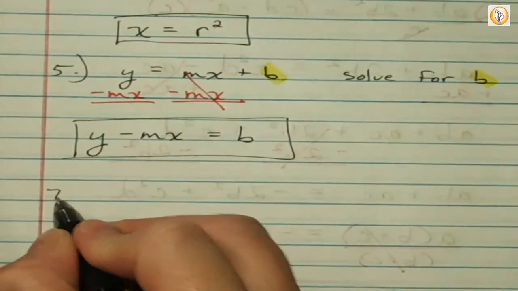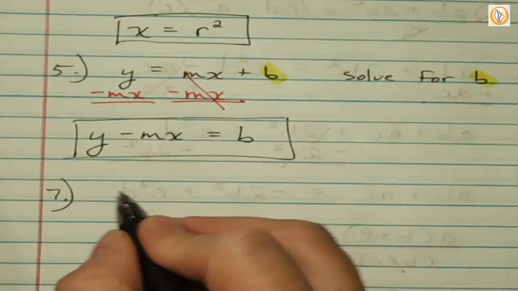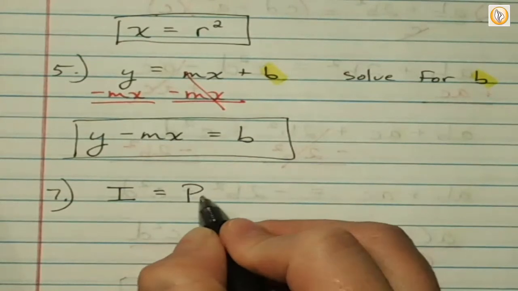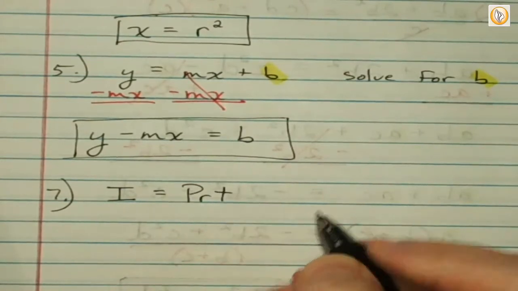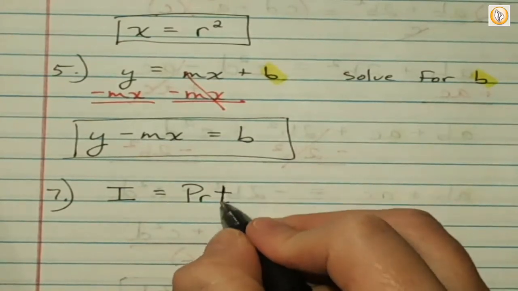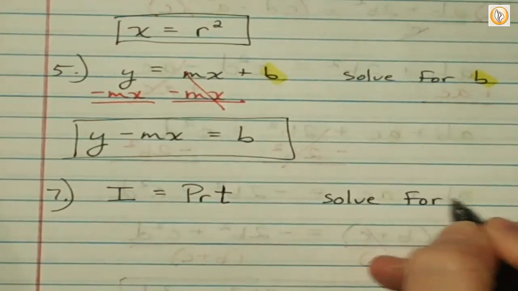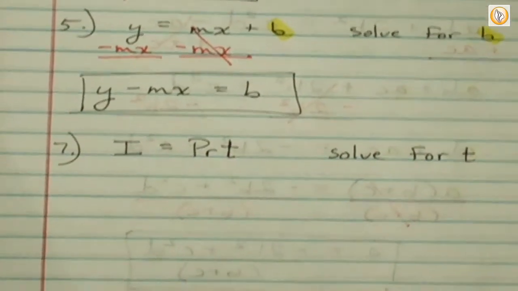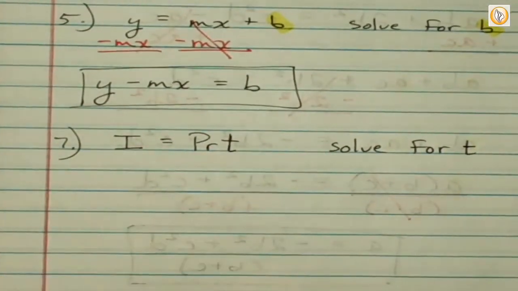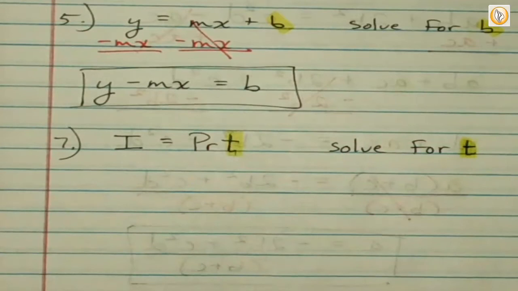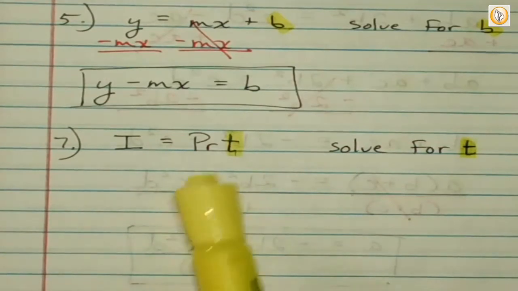Good. All right, 7. Y'all should recognize this too. I equals P R T. Solve for T. What is I, by the way? Interest. Very good. What is P, by the way? Principal. What's R? Very good.